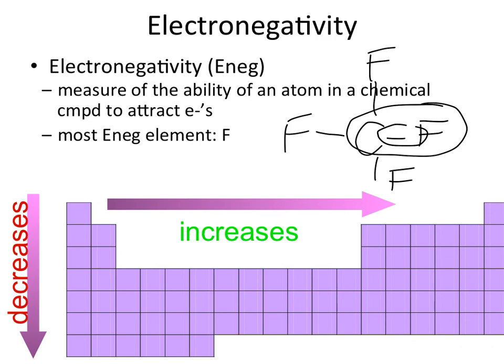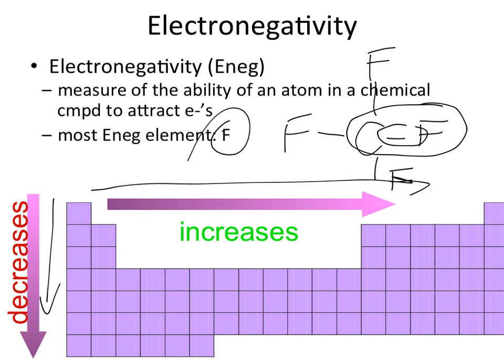Now, the trend for electronegativity is left to right, you're increasing. The closer you get to fluorine, the higher your electronegativity, because fluorine is the most electronegative element. Remember, it's very small. It has lots of protons. It really wants to be like its nearest noble gas. Top to bottom, your electronegativity is going to be decreasing. Remember, there's more layers. They're bigger atoms. The nucleus is not able to pull on the outer electrons quite as well.